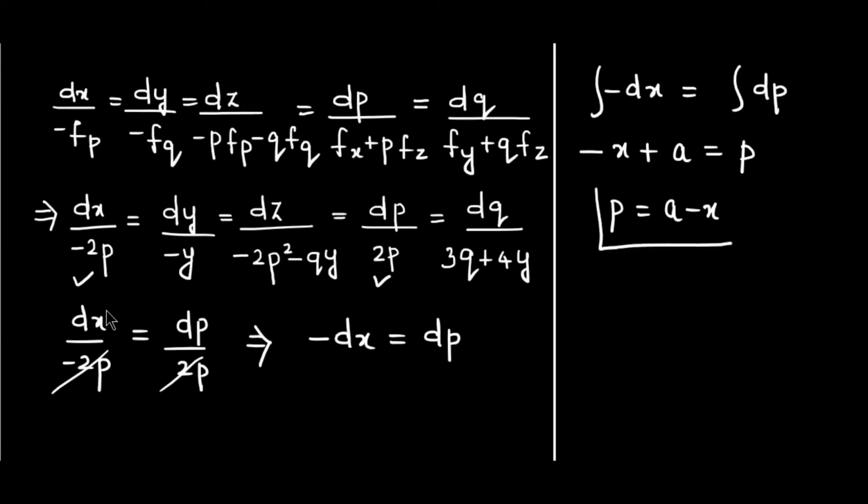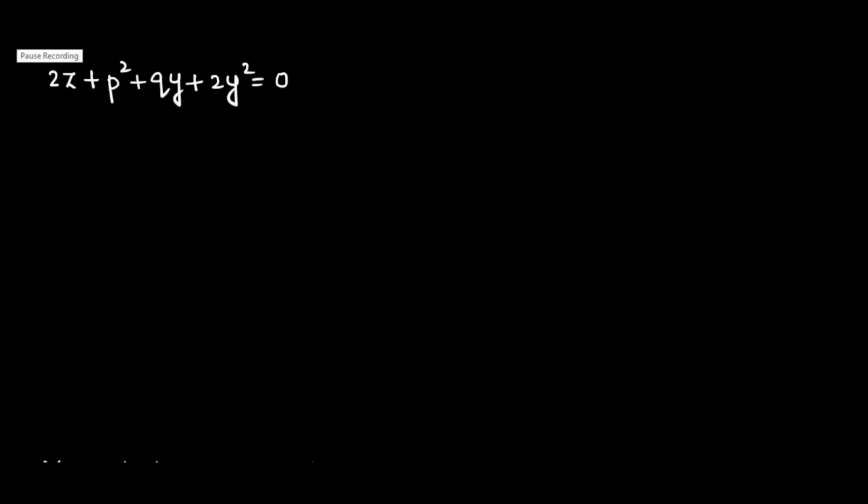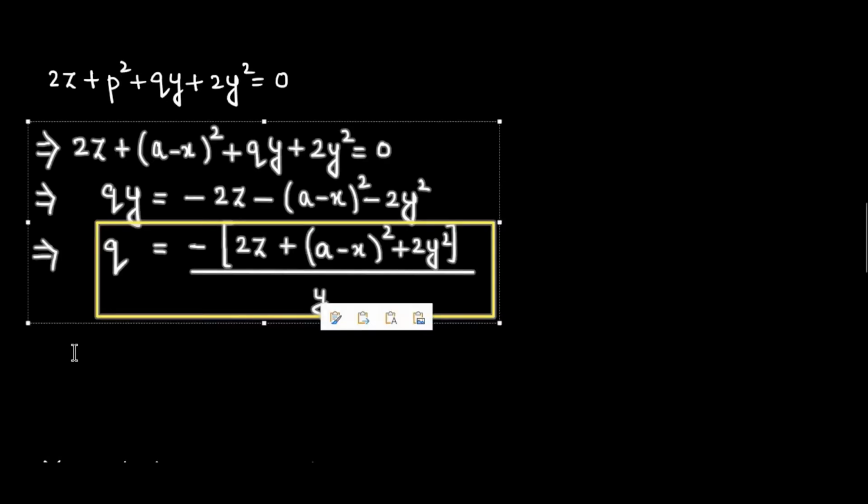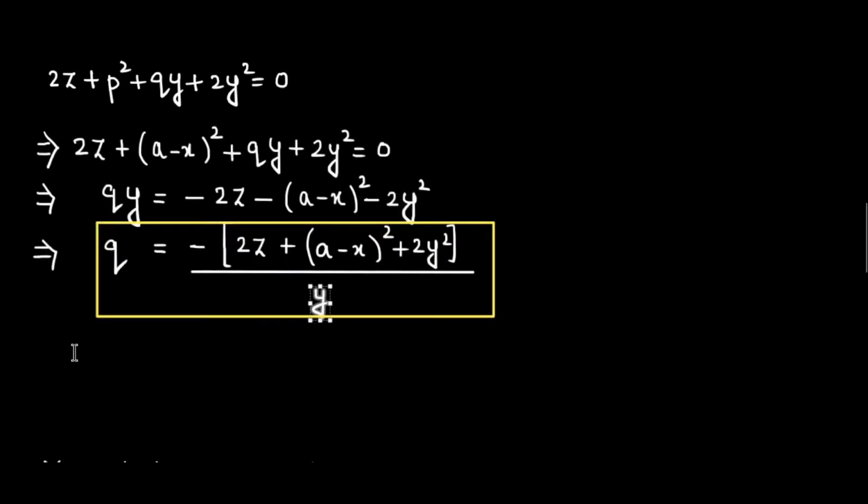Thus we can substitute p in the given equation, or else you can use any two ratios again to find q, but substituting in the given equation seems to be better. Now let us substitute p equal to a minus x in our given equation to find q. Thus we have got the p and q finally. Now we can substitute p and q in the relation dz is equal to p dx plus q dy. Now this is what we get.